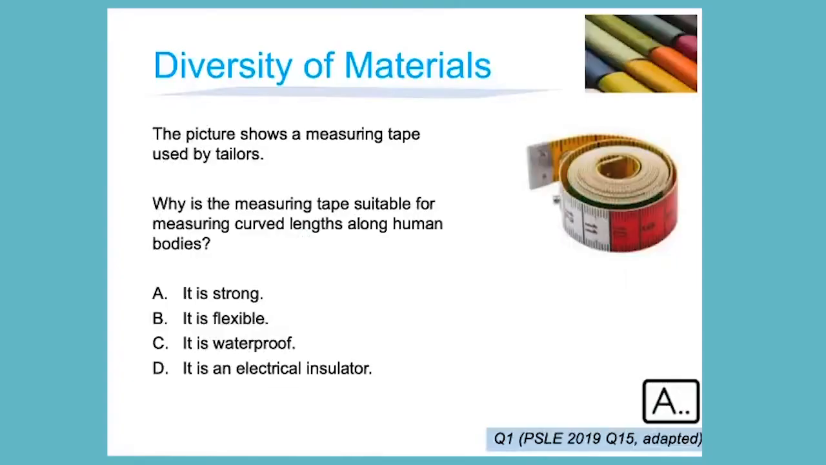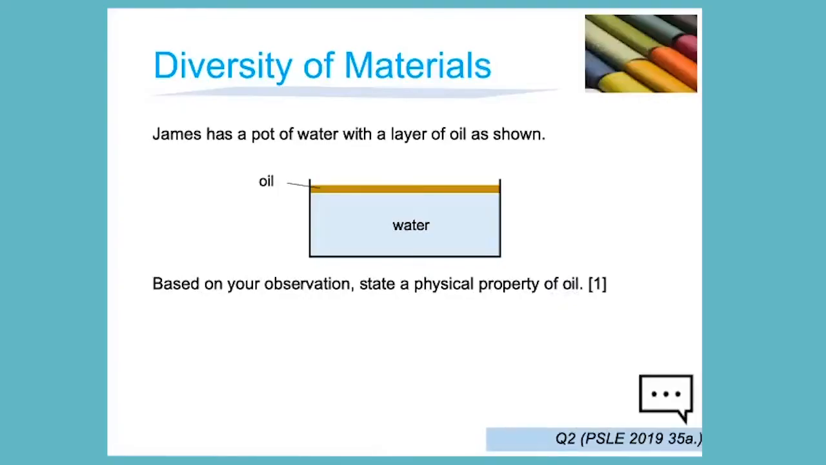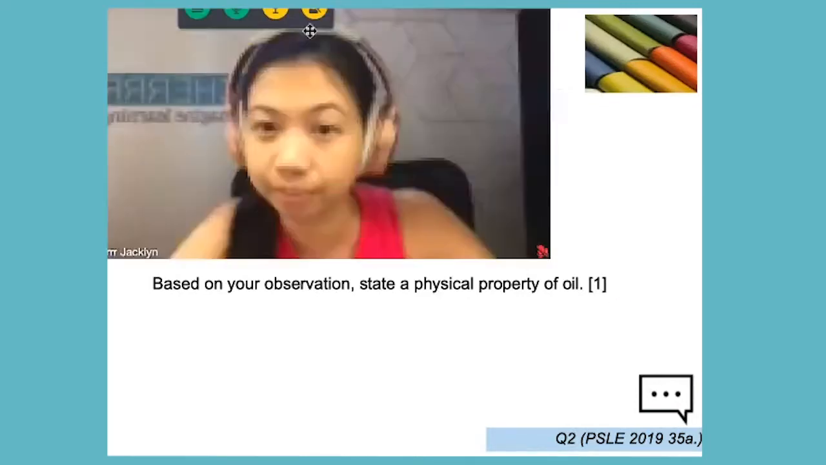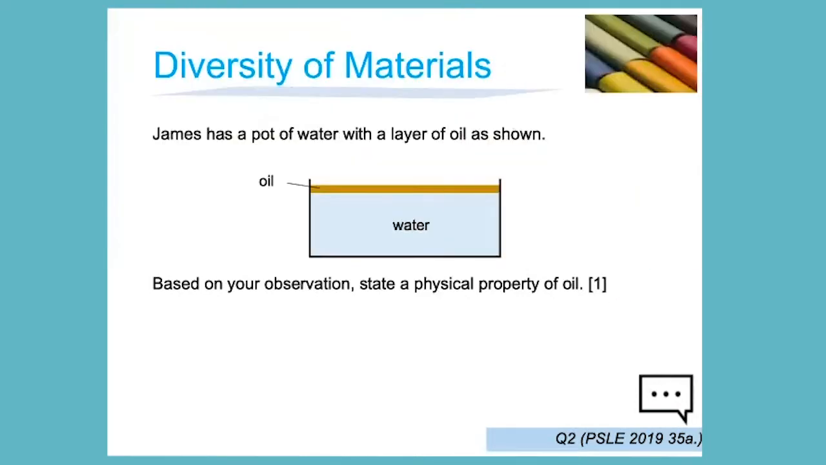Okay, so let's take a look at our very first question. Which answer do you use for why this measuring tape is suitable for measuring curved lengths? All right, so there are certain important keywords that you may want to underline as you're doing the question, right? So I want it to be curved lengths, not just straight lengths, which is why I use a measuring tape, not a ruler, right? Okay, next one. James has a pot of water with a layer of oil as shown. Okay, so based on your observation, what did you give as a physical property of oil?